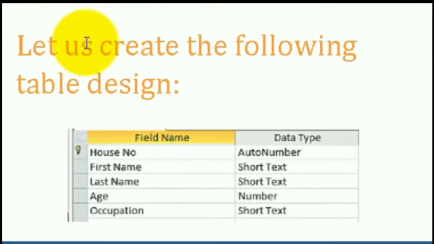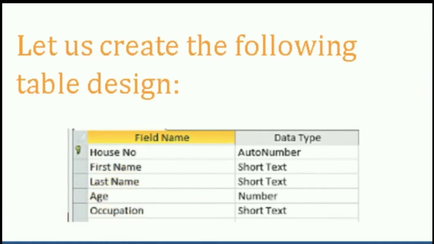Let us create the following table design. As you can see here, the table will show you the details of the residents of a society such as house number, first name, last name, age, and occupation.